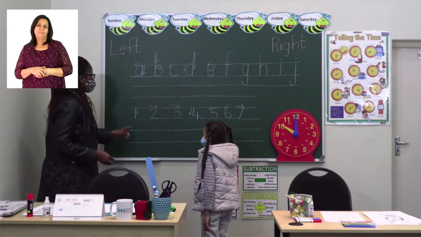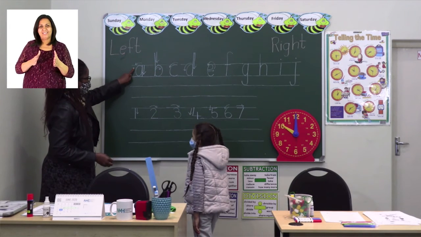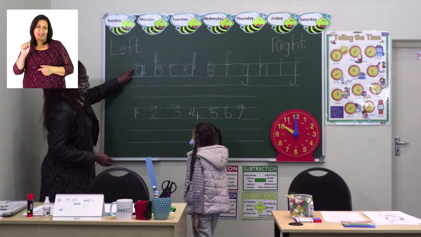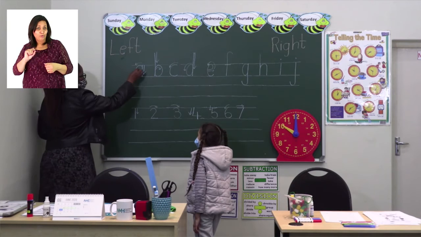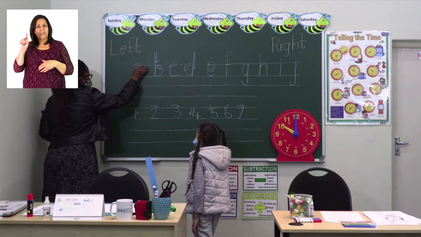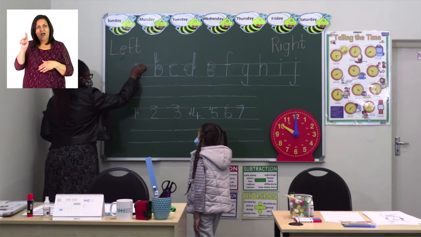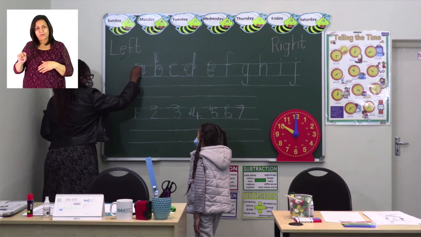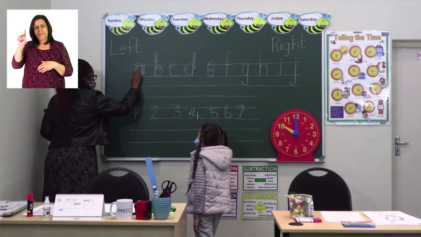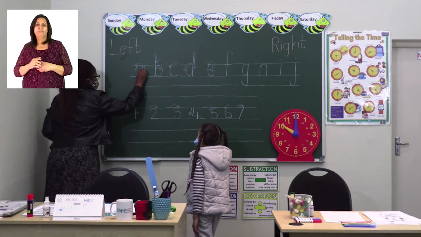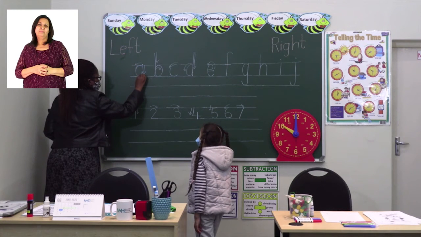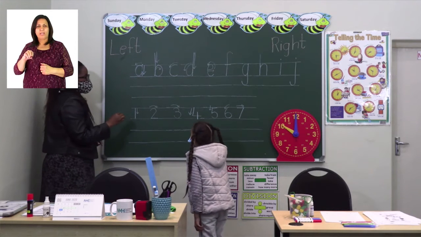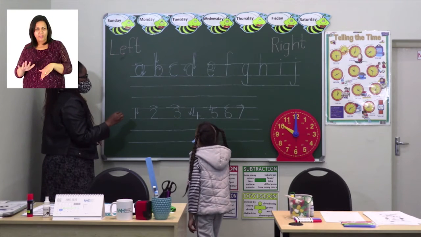We will start with letter A. I will show my friend how we start. We always start up here. We go round to the left, round, then up and down. We do not pick up our pencils until we are done.